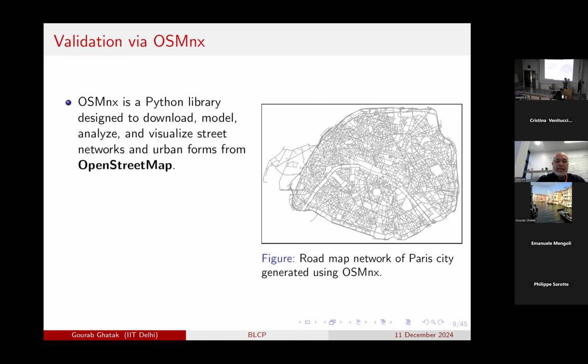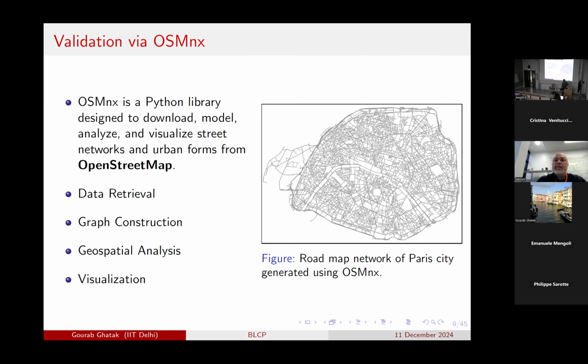So for that, we have OpenStreetMap, from where we can use a Python library, OSMnx, which anyone can use. You can basically download the map and it gives you street density, it gives you street lengths. If you fix the area, you give the latitudes and longitudes where you would want to analyze, and it returns this kind of data. So basically, it's used for data retrieval, graph construction, geospatial analysis, so on and so forth.